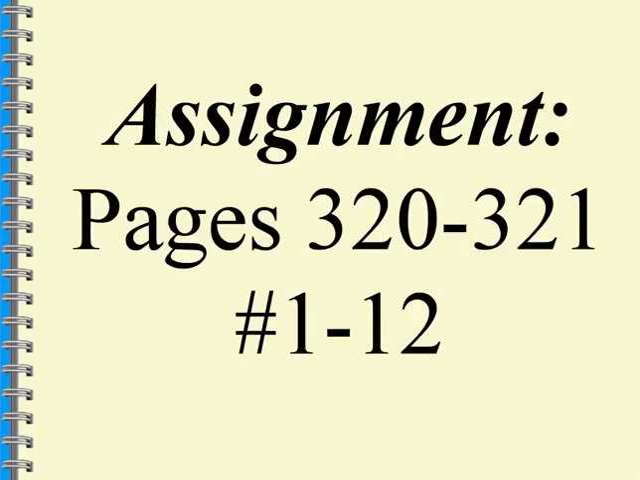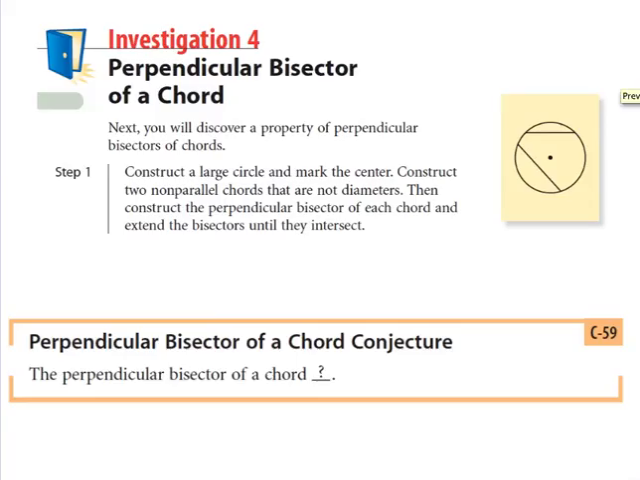Okay, so let's go ahead and look at this next one. Got your third circle. It says construct a large circle, mark the center, you already have it. Construct two non-parallel chords that are not diameters. Okay? Two non-parallel chords that are not diameters. Now, here it doesn't say that they have to be the same length. So basically, you're just drawing two chords in that are not parallel. So you don't have to measure them or anything.